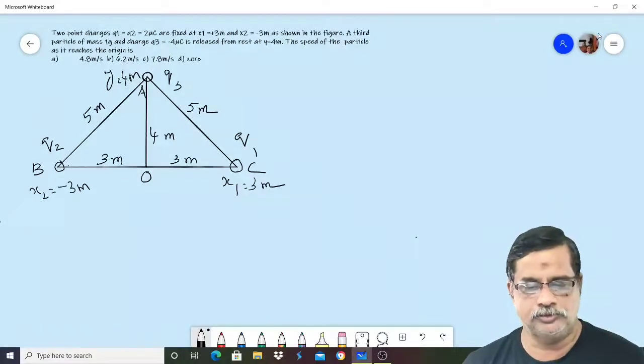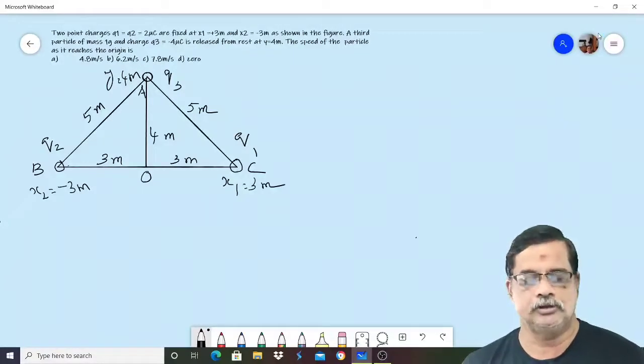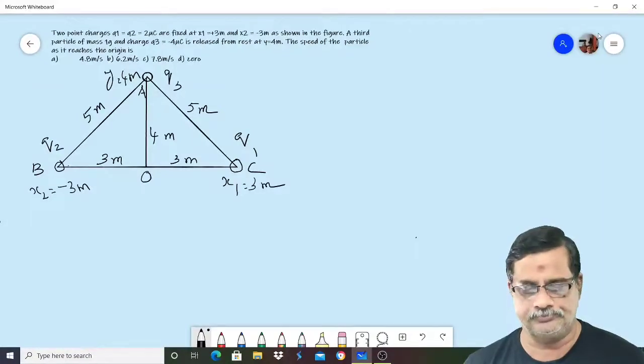So this problem is to be attempted by applying the law of conservation of energy. When the particle of mass 1 gram, placed at y equal to 4 meter, is released with zero initial velocity, the entire energy of the system is potential. When it crosses the origin O, the midpoint of the line BC, the energy will be both potential and kinetic. So the sum of the initial energy should be equal to the sum of the final energy. That is what we are going to do here.